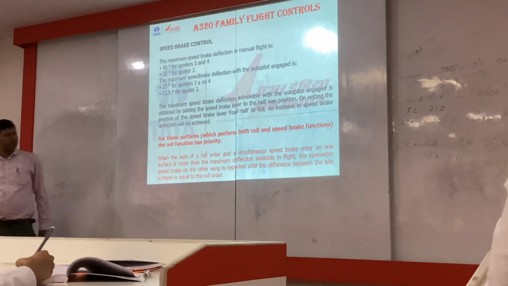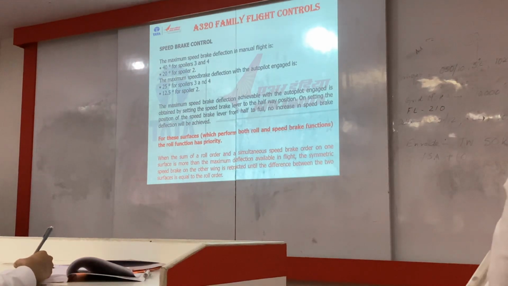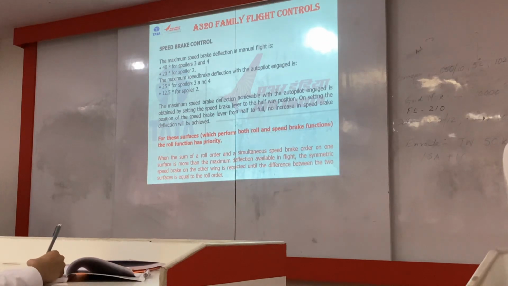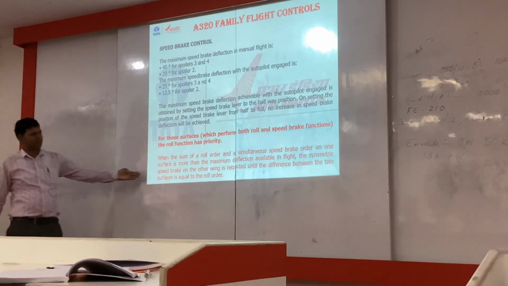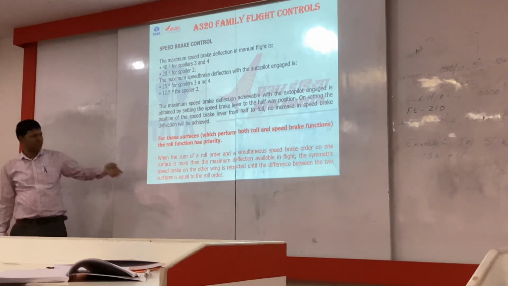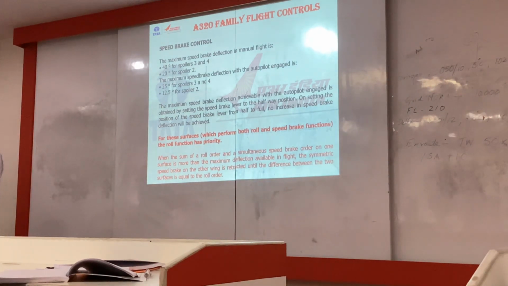For these surfaces which perform both roll and speed brake, roll function is required. When the sum of a roll order and a simultaneous speed brake order on one surface is more than the maximum deflection available in flight, the symmetric speed brake on the other wing is retracted until the difference between the two surfaces is equal to the roll order. So basically it will try to adjust the overall balance.